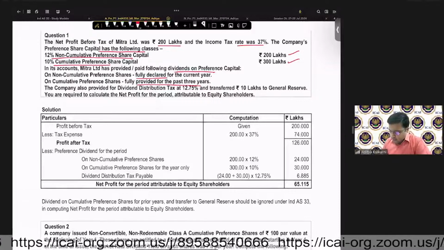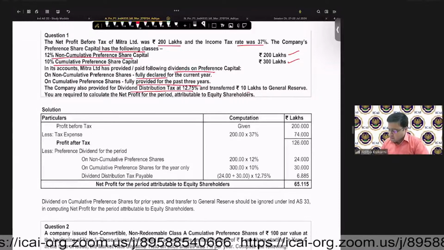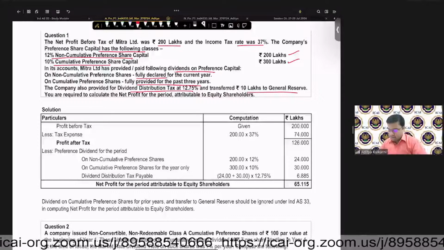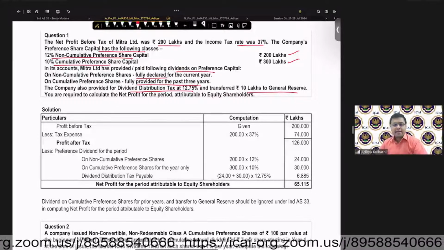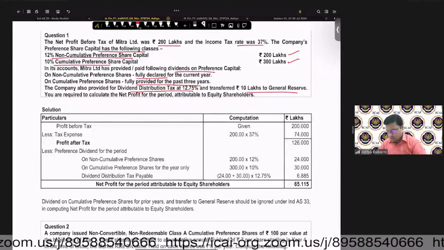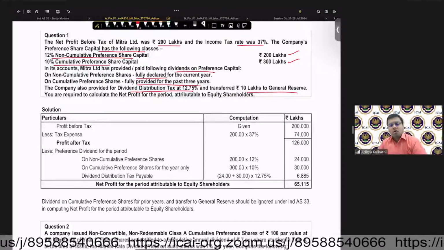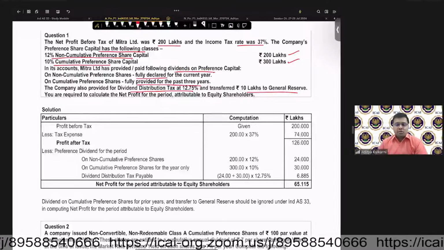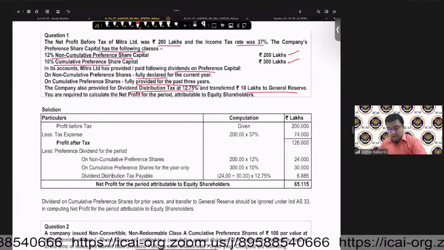Company also provided for dividend distribution tax at 12.75%, transferred 10 lakhs to general reserve. So you are required to calculate the net profit for the period attributable to equity shareholders. Okay. Is 10 lakhs to general reserve going to be deducted? Answer is no, because that is only appropriation which we are moving into a separate reserve.